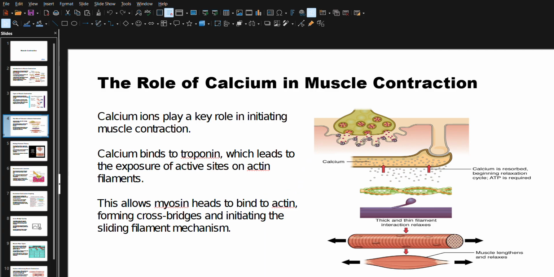Here you can see the diagram of how the calcium is reabsorbed, beginning relaxation. ATP is required here. If you can see here, thick and thin filament interaction, how it is releasing. See how the muscle is lengthened and relaxing here, how it is lengthened and relaxing here again. So this is how the calcium plays a key role.